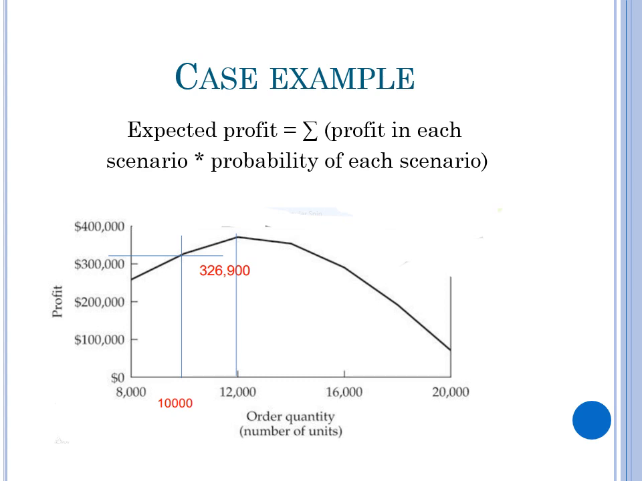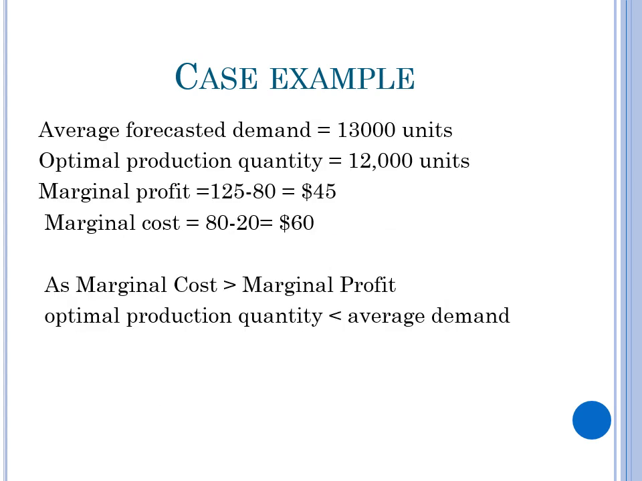Then if we place the expected profit on a graph with order quantity on the x-axis, we can see that expected profit is maximum for 12,000 units. So we can see that our optimal order quantity is 12,000 units, where the average forecasted demand was 13,000 units.